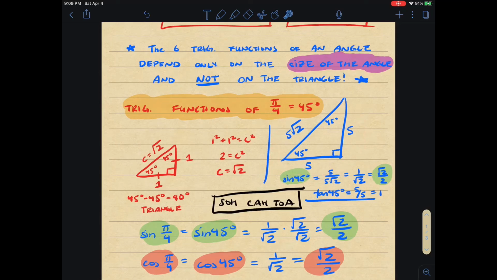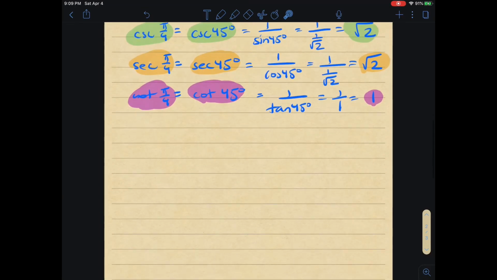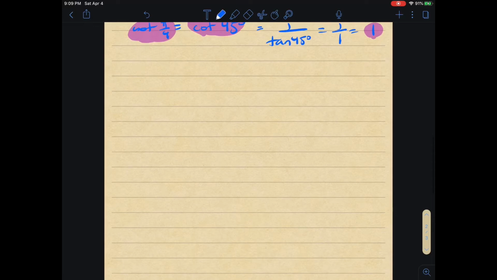So even though this triangle here is bigger than this triangle here, if you notice when you evaluate the 6 trig functions at 45 degrees, you'll get the same answer regardless, right? So it's not the size of the triangle that matters, it's the size of the angle itself. And so let's go and look at a couple of examples, and then we'll be done with the first part of section 6.3.